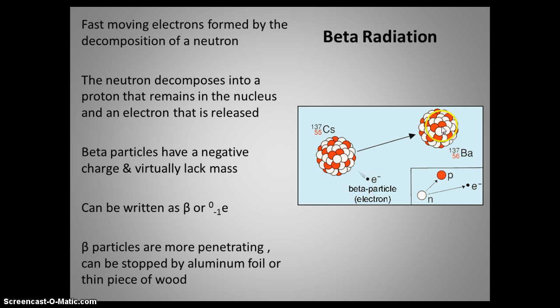So if our electrons over here, because remember it broke down into this, 137 plus 0 equals 137, and 56 plus a -1, that's the same as subtracting 1, gives us 55. So both sides of our arrow are equal as far as mass and atomic number.